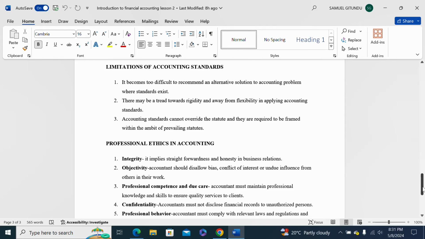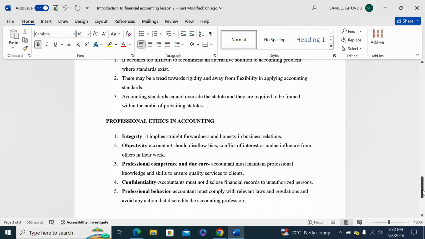Then the third professional ethic is professional competence and due care. An accountant must maintain professional knowledge and skill to ensure quality services to clients. As an accountant, you must continually learn. If there's a new standard, you must know about it. If there's a new rule which affects accounting, you must know about it. That is what we call professional competence and due care, so that you can provide quality services to your client.